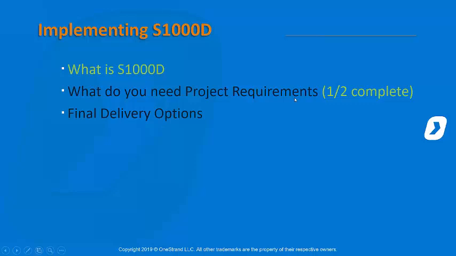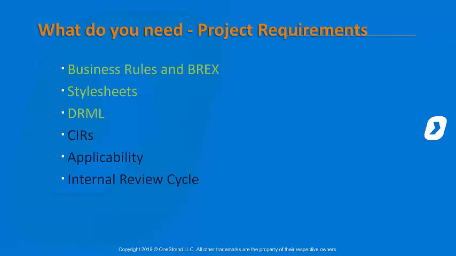So with that, if we look at what do we need, last month we looked at business rules and breaks, style sheets, and the DMRL, or the data module requirements list. Oh, we've got a typo there. Just noticed. So that would be DMRL. Okay, so this month what we want to focus on is CIRs, applicability, and internal review cycle, and we're also going to touch on external review cycle when we get into our final delivery options. So it's just to give you some understanding.